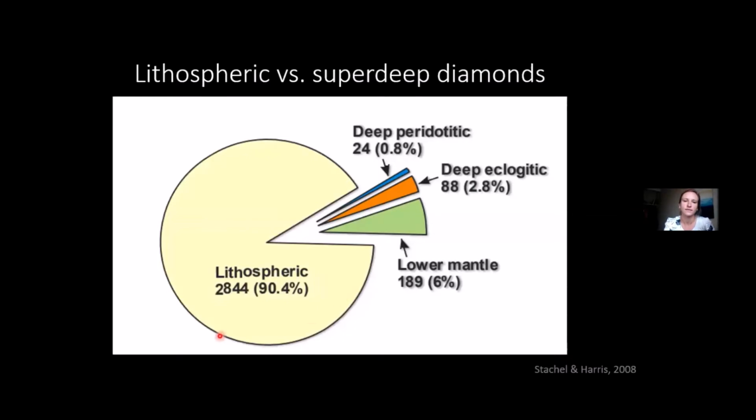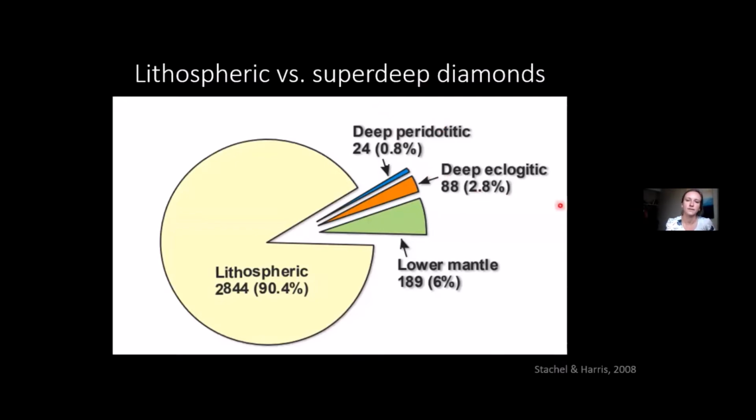So while these lithospheric diamonds do make up the vast majority of all diamonds that you recover from kimberlitic deposits, there is a significant percentage of diamonds that appear to be derived from a different place in the mantle, and specifically a deeper portion of the mantle. And we refer to these types of diamonds as sublithospheric or super deep diamonds.